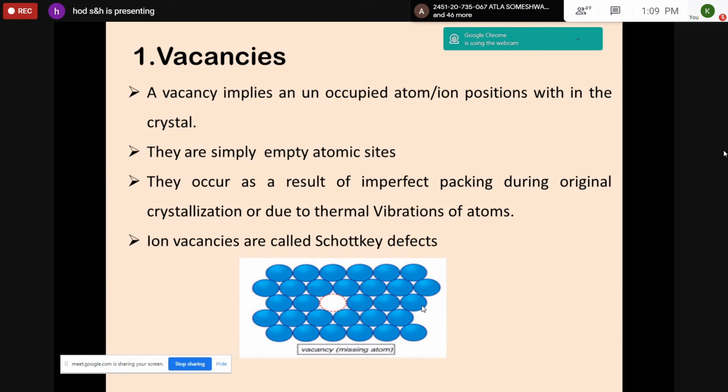An ionic vacancy is called a Schottky defect. We calculate the concentration of Schottky defects; the derivation is a little bit later. And this is the diagram. In the diagram, you can observe that one position is not occupied by a regular atom. This creates an imperfection in the crystal, which is called a vacancy.